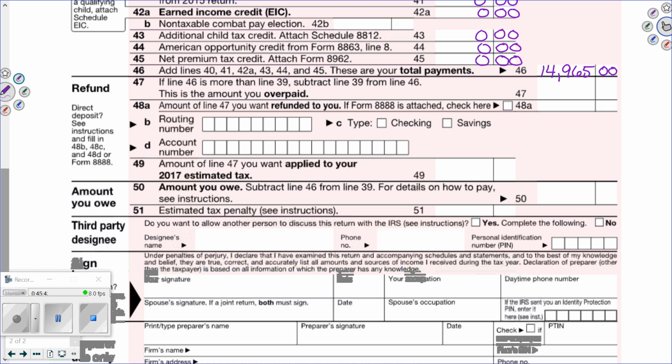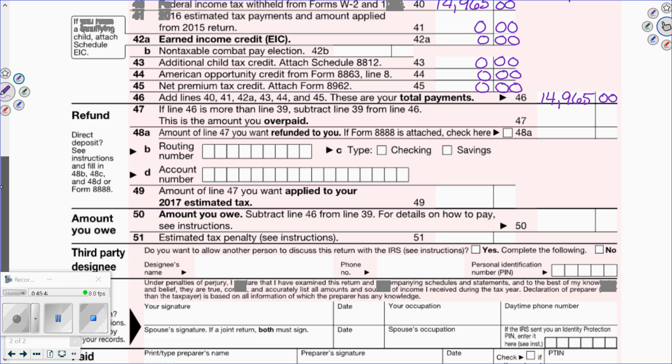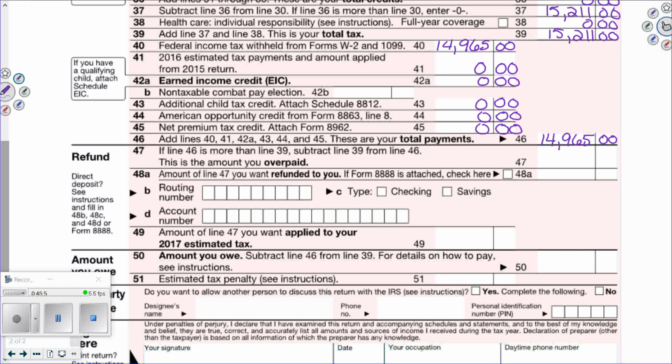Line 47. If line 46 is more than line 39, so let me see my line 39. Is 46 more than 39? No, it is not. Okay, so we will not have to worry about that box, because then we jump down to amount you owe. Subtract line 46 from line 39, because they owe $15,211 in taxes, but they only paid $14,965. So how much do they owe? $246.